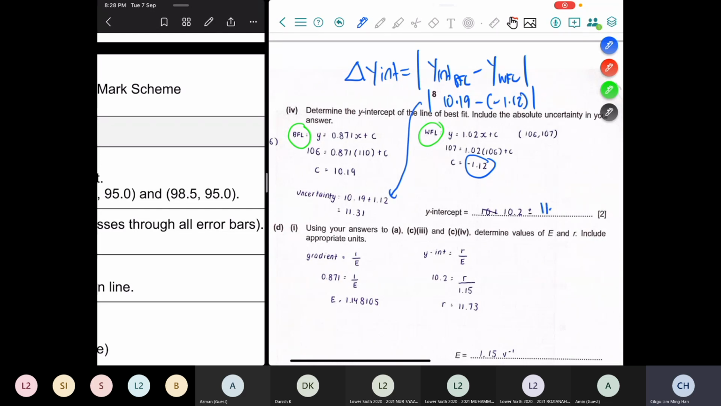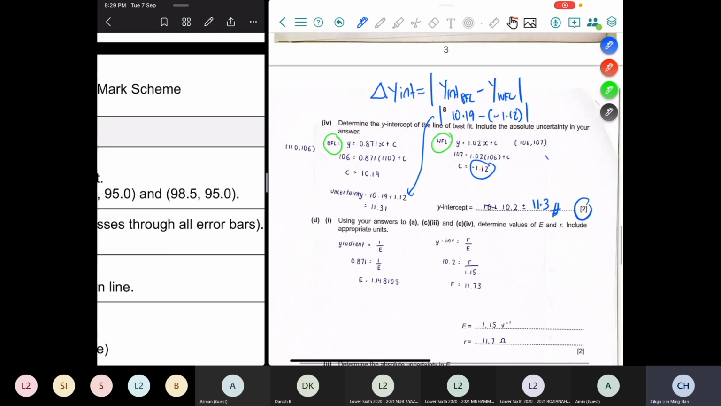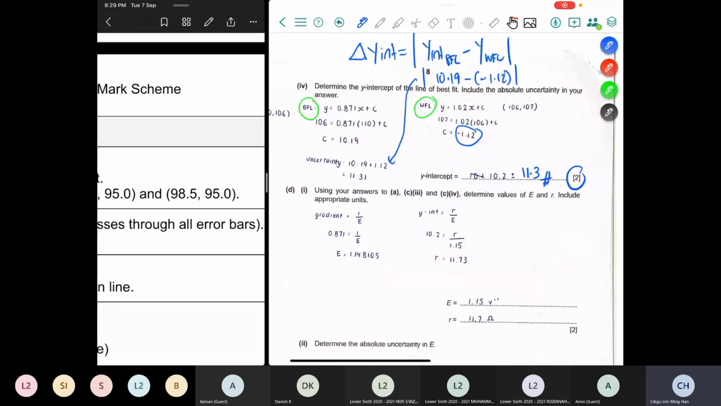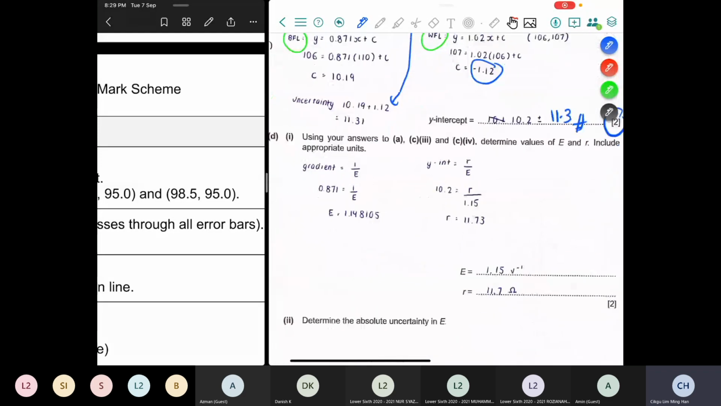So it's alright. Insyirah, nothing wrong there. You write down this one, you also get the full mark. Because sometimes there's a slight error. Okay, there's a slight error.